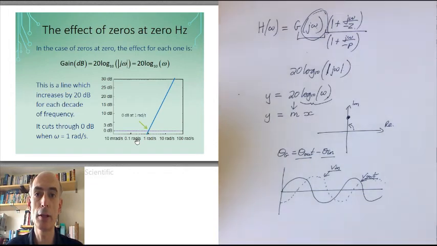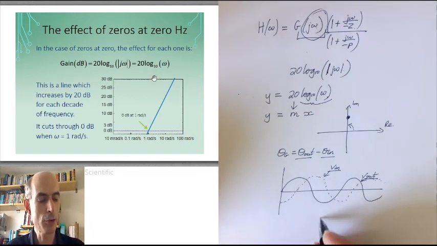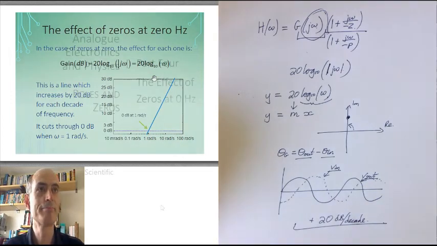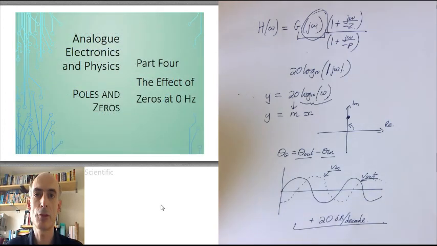About the only other thing I need to do in this video is to note that I will refer to these gradients in terms of decibels per decade. So this one, we're going up by 20 dBs for every decade, every factor of 10 increase in frequency. I would write that as plus 20 dBs per decade. That's all I need to say about zeros at 0 Hz. Next time, we'll look at zeros that are not at 0 Hz.